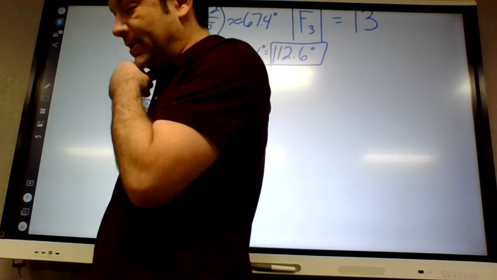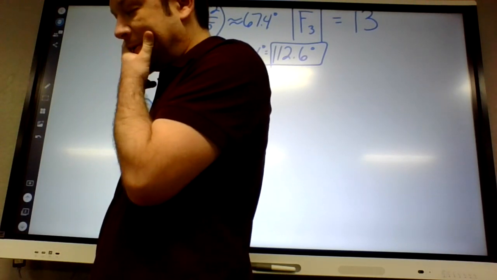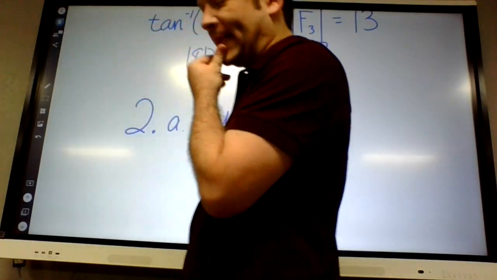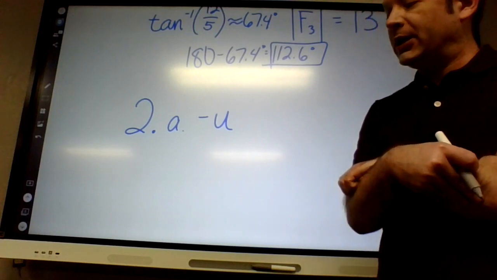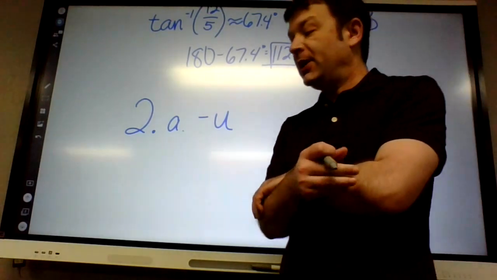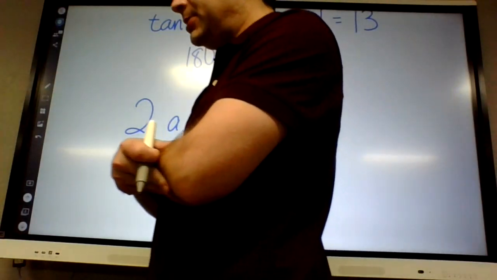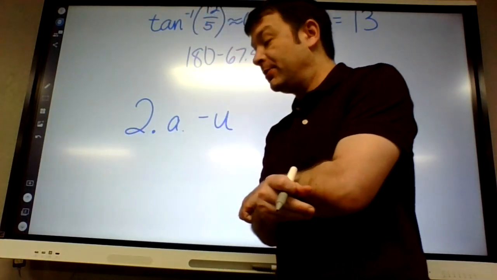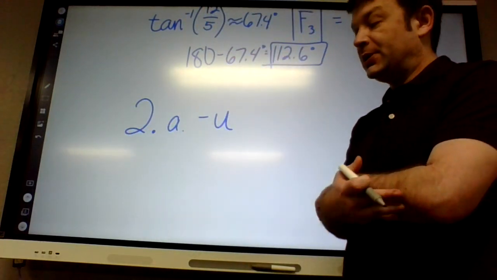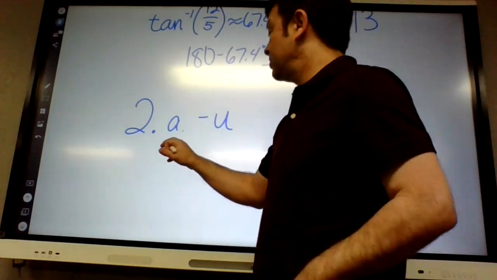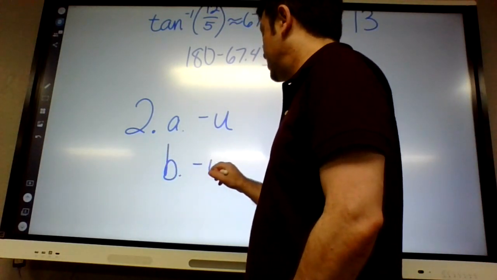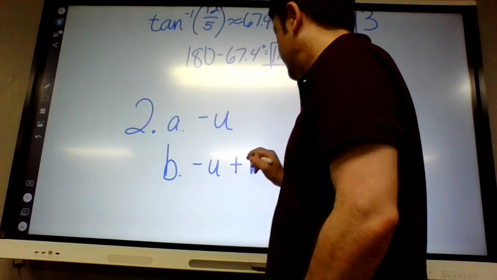Vector AC. Well, if you go backwards along the vector U, like the negative U, that gets you from A to B. And then you go down vector V, and that will get you from B to C, which essentially gets you from A to C. So it's going to be negative U plus V.